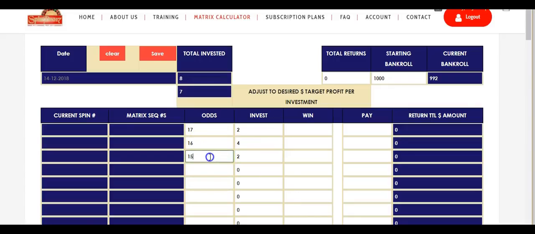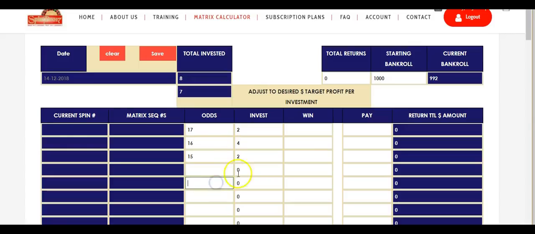After 2 misses, whatever the investment amount says, you're going to increase by 1. Just remember that. For this specific system, which is called the split number system, whatever the calculator says for invest, you're also going to add 1 to it on the investment for the split number system. When you do have a hit, you go back to 17.